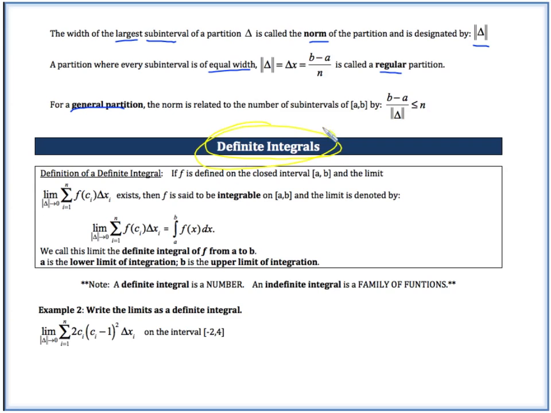So what this brings us to is finally our definite integrals. So it's been a long journey, and this is where all the hard work with our sums and everything is going to pay off big time.